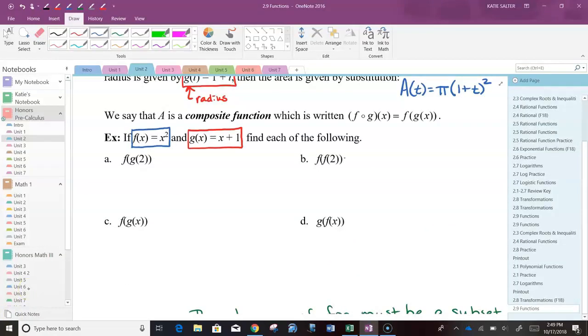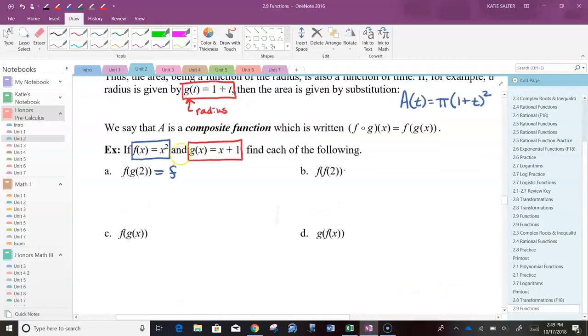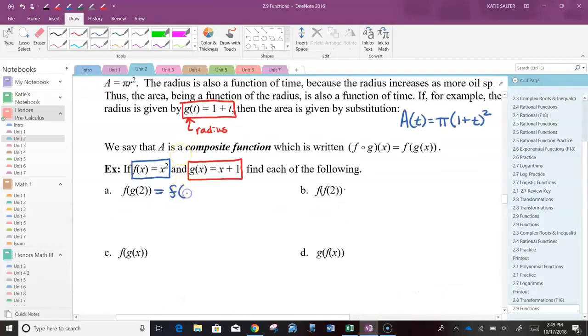All right, so given the function f of x equals x squared and g of x equals x plus 1, we're going to figure out what f of g of 2 is. So in other words, what is the range value when the domain value is 2? So to do that, we have f of g of 2. I'm just going to rewrite this using some colors so y'all can see the composition happening.